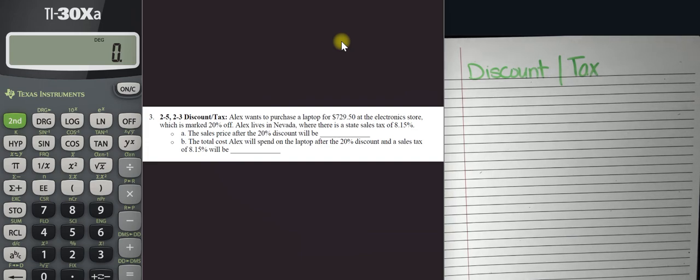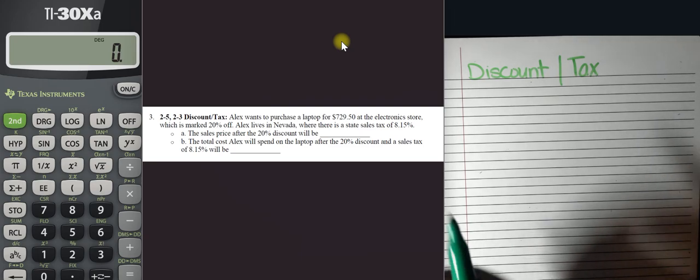So what we want is, Alex wants to purchase a laptop for $729.50 at the electronics store, which is marked 20% off. He lives in Nevada, and there's a sales tax rate of 8.15%. So the first thing we want to know is, what is the sales price going to be after the discount is applied? The second thing we want to know is, what is the total cost going to be?